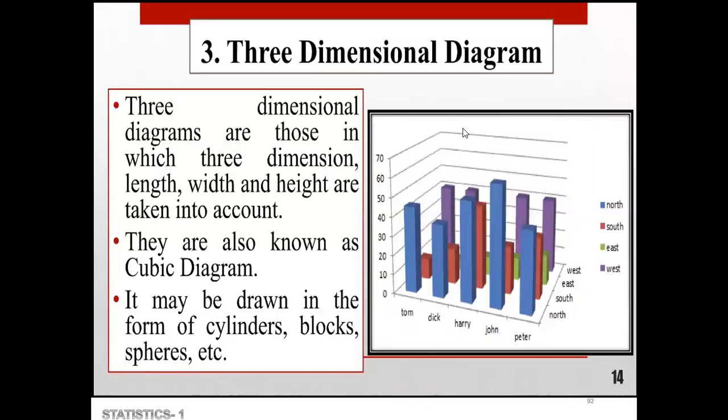Now, next we go to the three-dimensional bar diagram. Three-dimensional bar diagrams are those in which three dimensions are taken. What are the three dimensions? Length, breadth, and the depth or the width is taken into account. So this is also known as cubical bar diagrams. It may be drawn in the form of cylinders, blocks, or spheres.